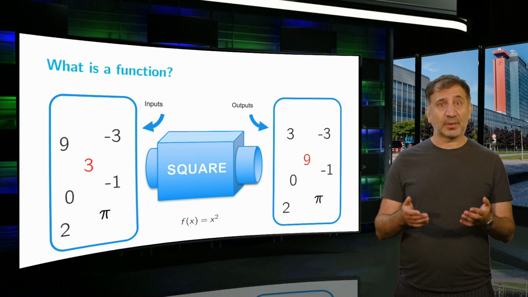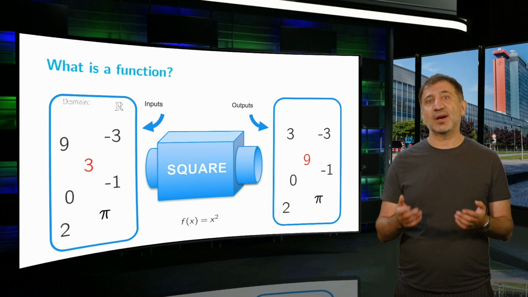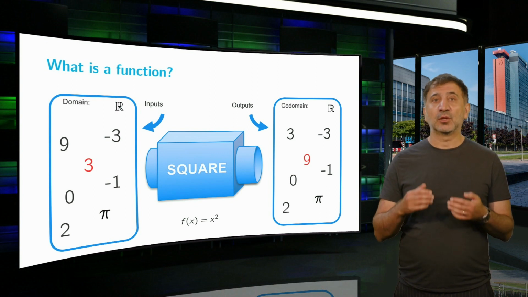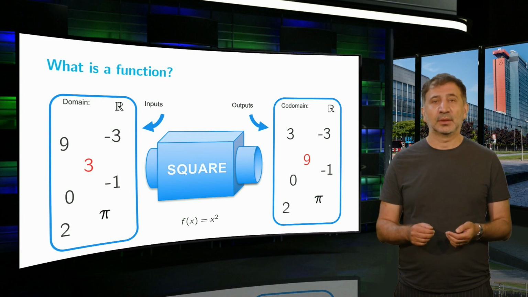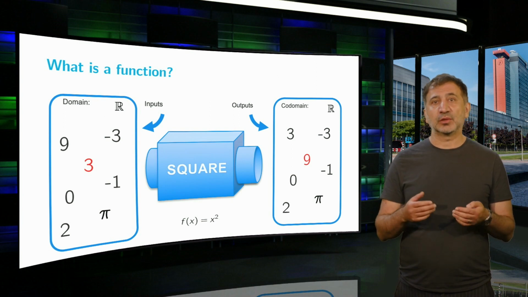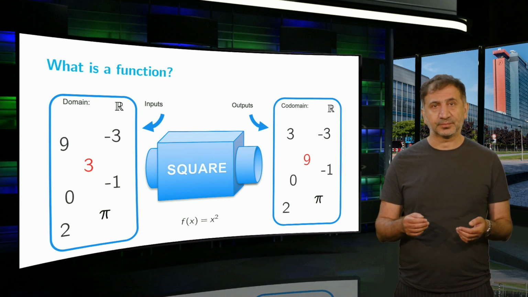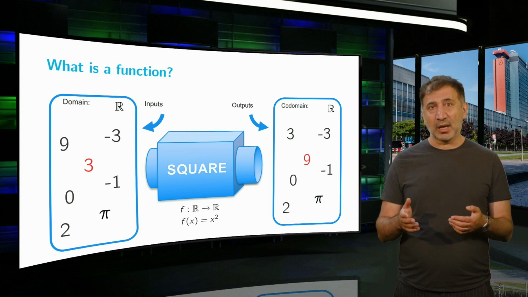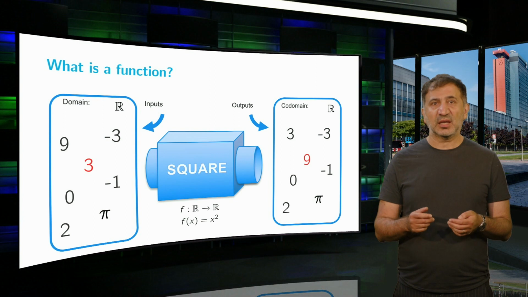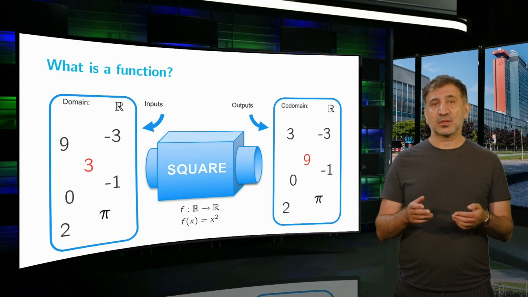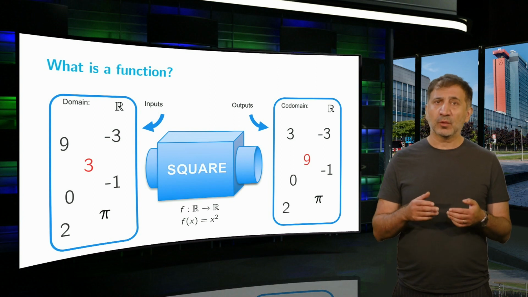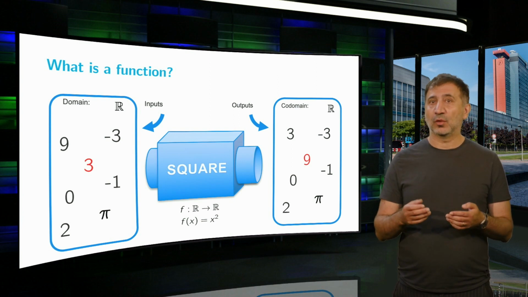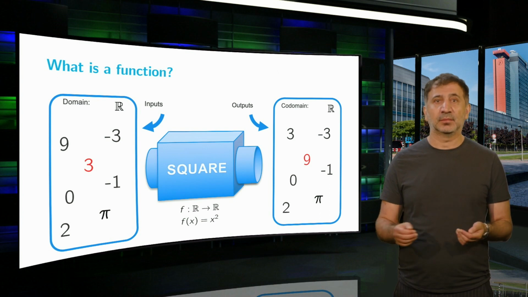Recall that the set of possible inputs is called the domain of the function, whereas the outputs should be elements of the codomain. In the example square, both the domain and the codomain are equal to the set of real numbers. To emphasize this, we write f from R to R. If we once again take our input 3, the corresponding output 9 is called the image of 3. We can say 3 has image 9 or 3 is mapped to 9.